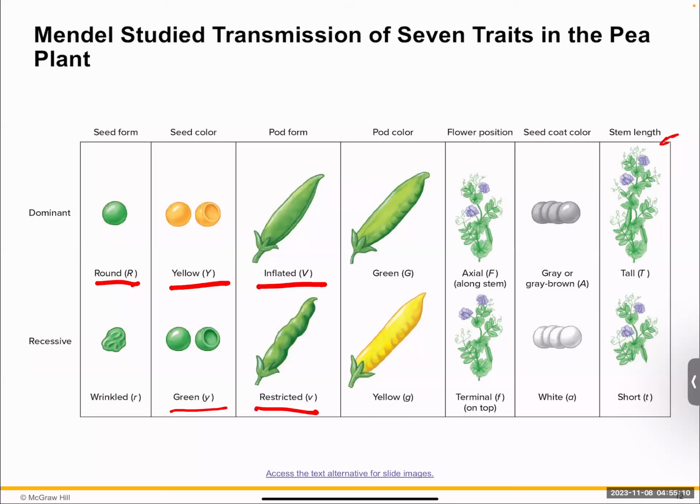We also have the green pod being dominant over the yellow pod. The flowers being along the stem being more dominant characteristics than the flowers being at the end of the stems. Having a gray or gray-brown seed color over white. And then lastly, plants that are tall are dominant over short plants. So again, these are 7 characteristics that are controlled by single genes. And if you have a dominant trait that are shown on the first row, those are the ones that are going to be more obvious in the general population.